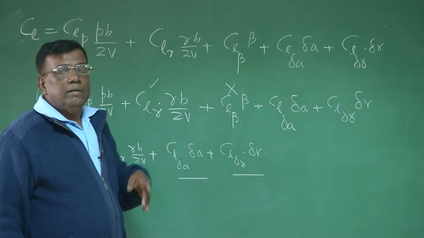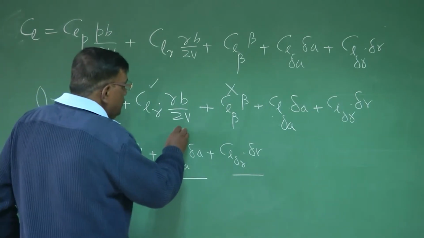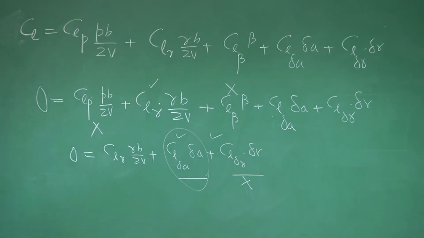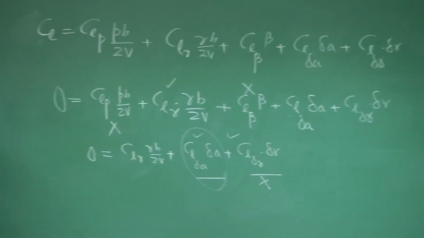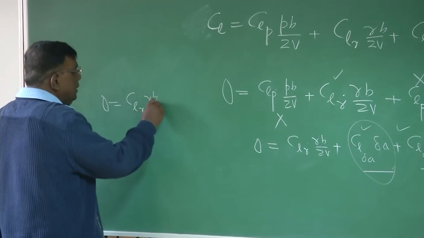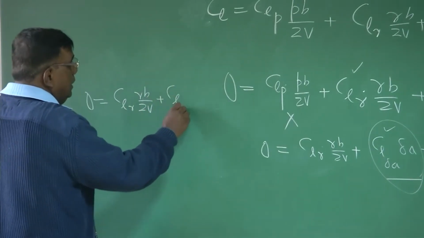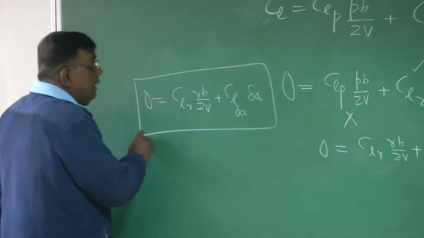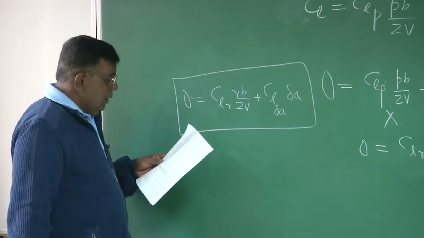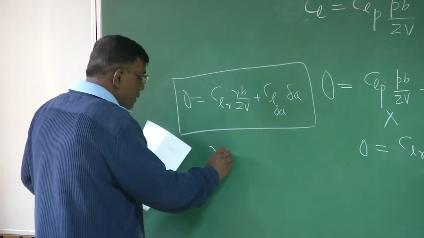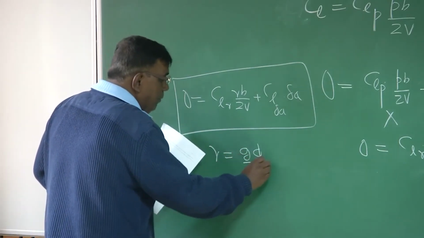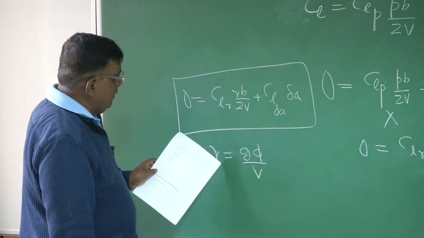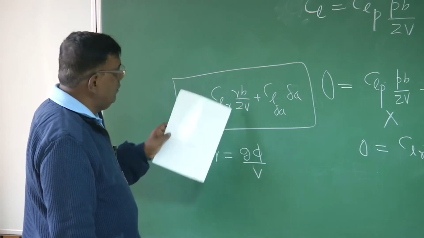So I again do an approximation as an engineer. I say, between these two terms, this contribution is predominant. So I say, thank you very much, you also go. So now you have 0 equal to CLR into RB by 2V plus CL delta A into delta A. Do not forget to bring to this equation the assumptions we have made. And also you know that from the earlier equation, you have seen R equal to G phi by V. Now if I substitute this R here, what will happen?